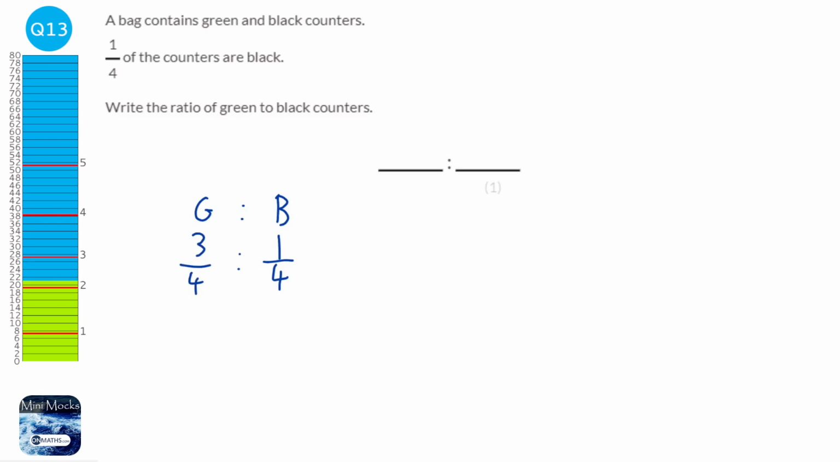And what we can do here is, on both sides of the ratio, just times it by 4. So I'm just going to times 4 both sides. So 3 divided by 4 times 4, because over 4 just means divided by 4. So 3 divided by 4 times by 4 just gets rid of the fraction. And 1 divided by 4 times 4 is just going to be 1. Now this might surprise some people because they will probably think it's a ratio of 4 to 1. But we can show here that it's a ratio of 3 to 1.